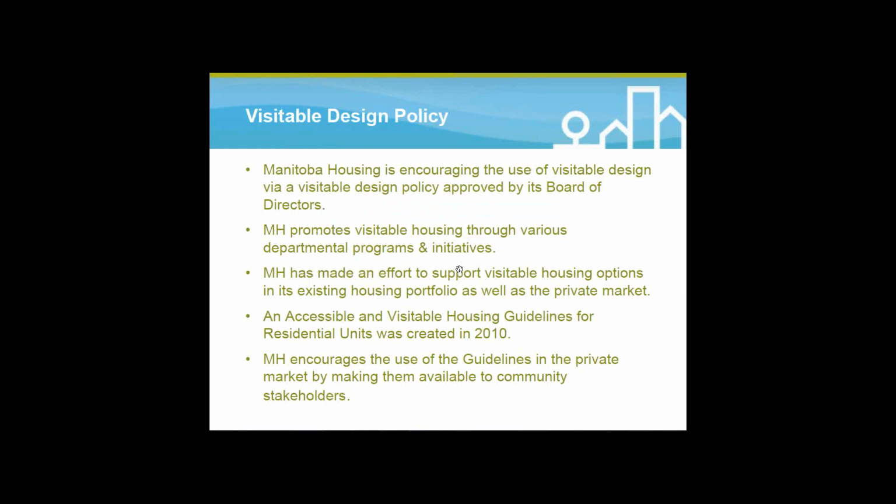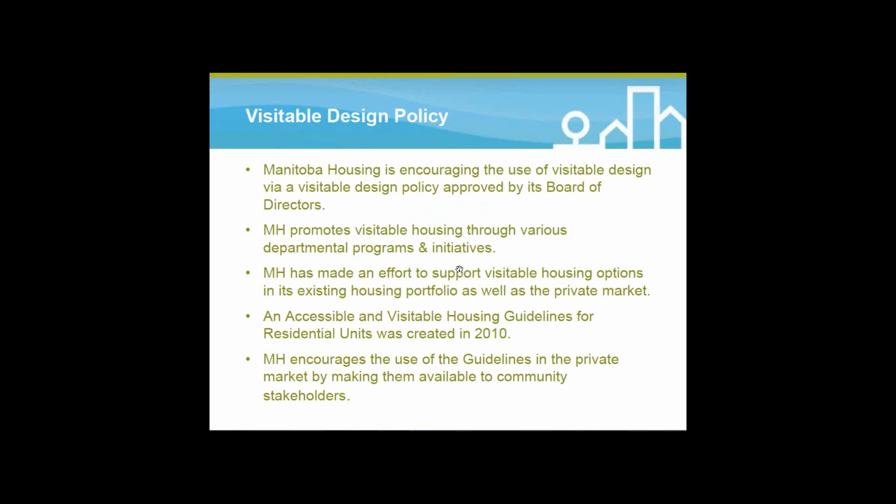An accessible and visitable housing guidelines for residential units was created back in 2010. What this housing guideline document does is address accessibility requirements for the design and construction of both new residential units, as well as upgrading or renovating existing residential dwellings and their exterior environments. And finally, Manitoba Housing is encouraging the use of the guidelines in the private market or private sector by making them available to community stakeholders.